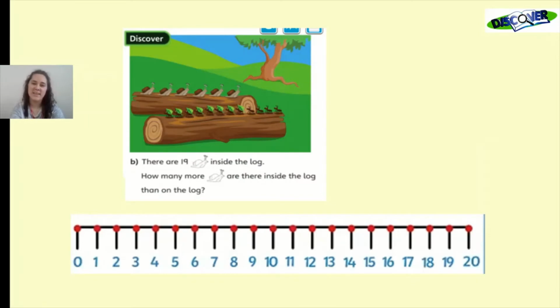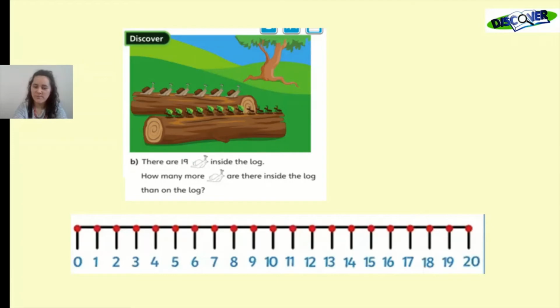Okay, let's do our next question. Our question says there are 19 slugs inside the log. How many more slugs are there inside the log than on the log? So just like before, we don't have a number sentence to help us here. So we're going to have to use the information to create our own. Now, see if you can spot what we're going to need to use to find the numbers in our number sentence.